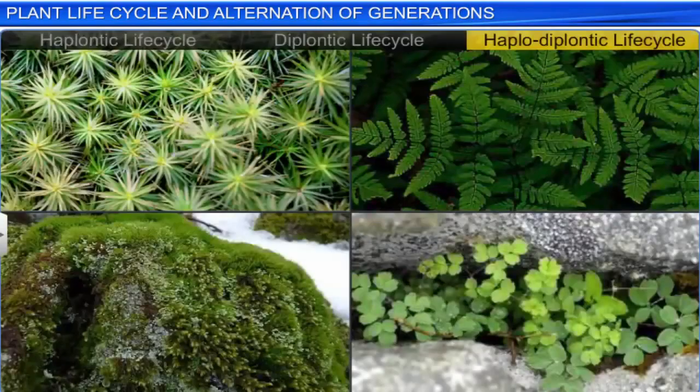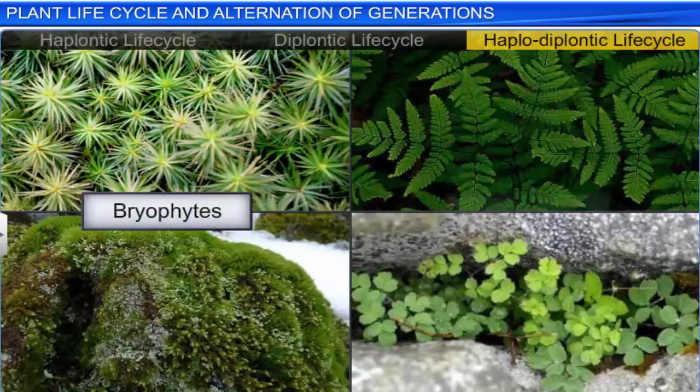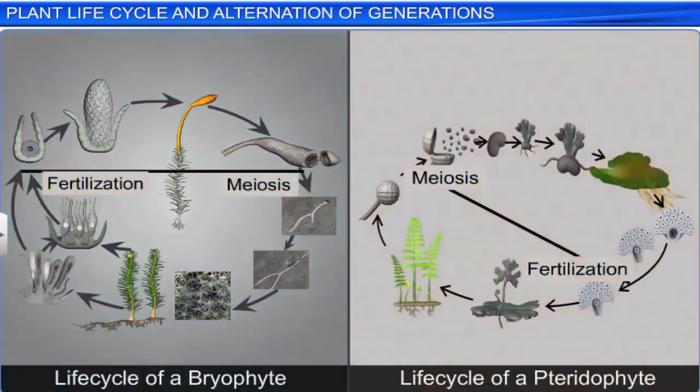In the haplodiplontic life cycle, observed in bryophytes and pteridophytes, both sporophytic and gametophytic generations are multicellular and free-living. However, the dominant phases are different in the life cycle of bryophytes and pteridophytes.